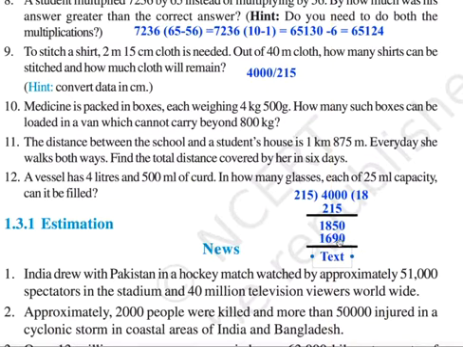Add 10 to 150, that is 160. 160 will remain. Is that correct? Is it 160? Yes, it is correct. So 18 shirts can be stitched. This much centimeter of cloth will remain.